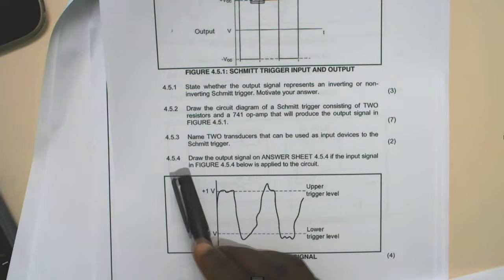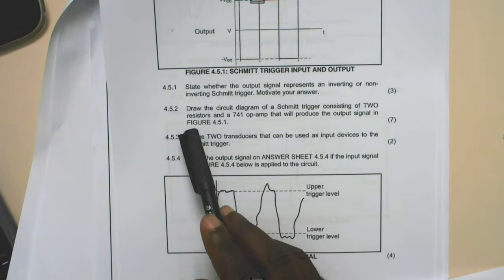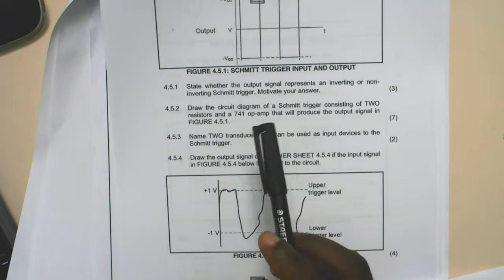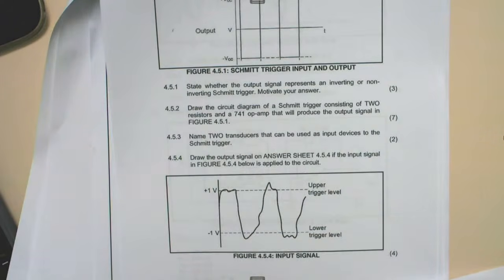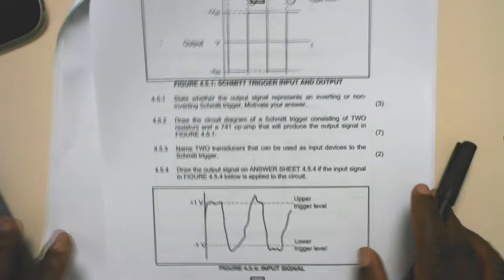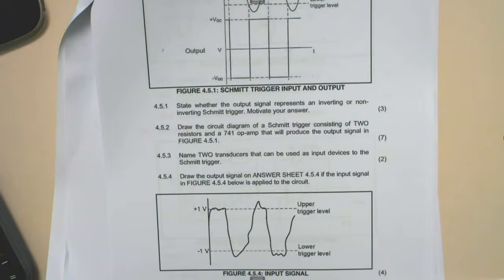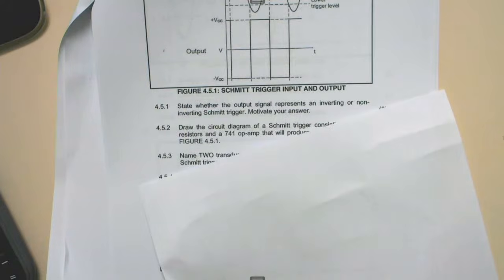Then let's move to number 4.5.2. Draw the circuit diagram of a Schmitt trigger consisting of 2 resistors and a 741 op-amp that will produce the output signal in figure 4.5.1. Remember, in this case they specify which circuit they want. They said they want the op-amp. Normally, the Schmitt trigger has 2 versions: it has the op-amp and the 555. The op-amp one is actually easier.